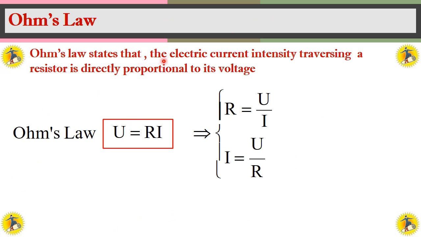Ohm's law states that the electric current intensity traversing a resistor is directly proportional to its voltage. From this formula, we can find the resistance and the current. To find the resistance, we divide the voltage U over the current I. And to find the current I, we divide the voltage U over the resistance R.